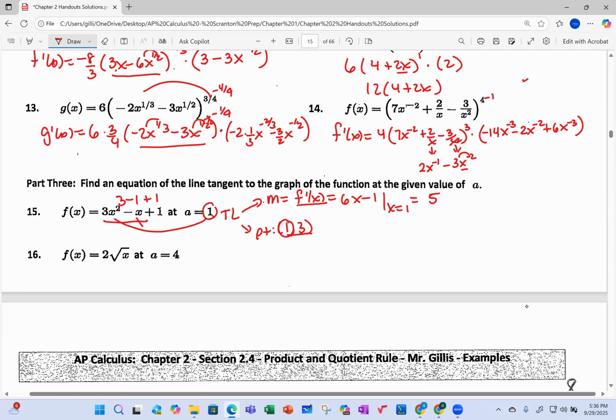Now, how I'm going to set this up is don't use that y equals mx plus b stuff. I'm going to do y minus the y coordinate, which is 3, over x minus the x coordinate equals my slope. It's the point slope form. I'm going to cross multiply to get y minus 3 equals 5 times x minus 1. I'm going to distribute and add the 3. And there it is right there.